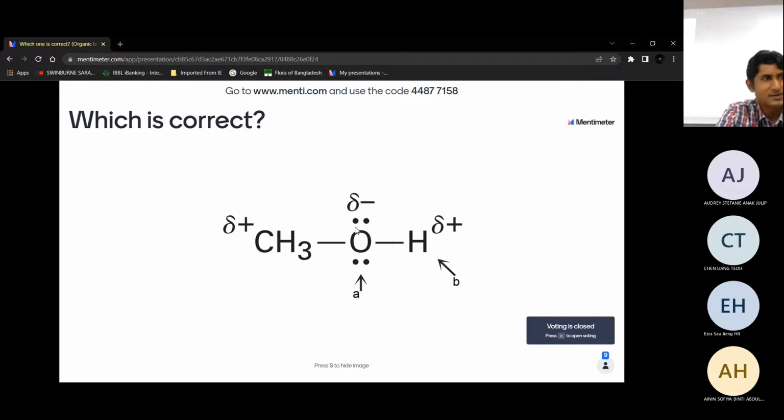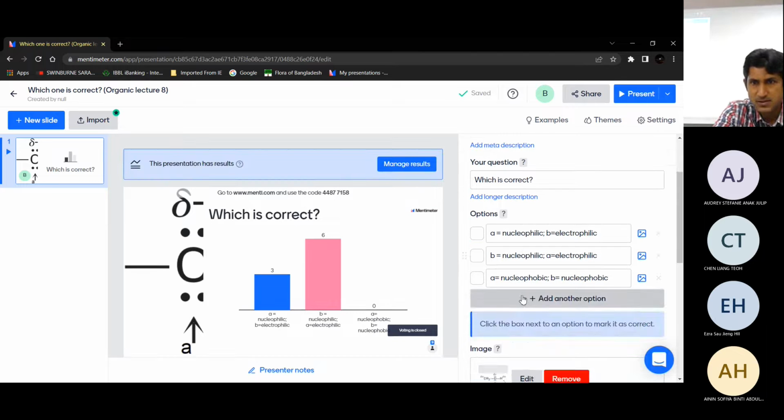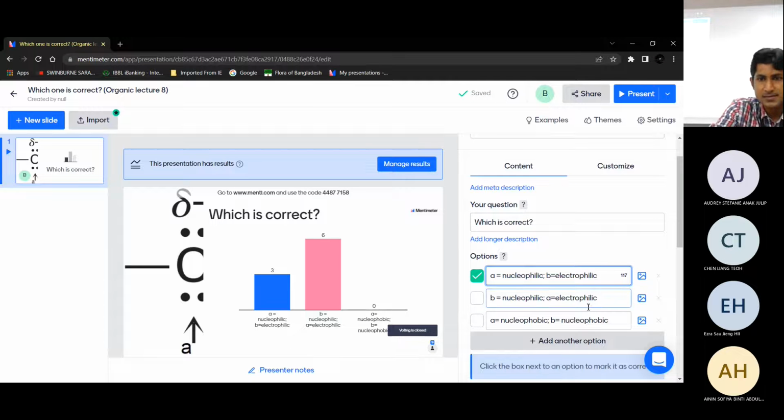This A has oxygen with lone pair electrons. It's nucleophilic because it has electrons. It is itself negative charge, so it wants positive charge, and the positive charge is in the nucleus. So A is nucleophilic, and B, of course, hydrogen with positive charge, will be electrophilic. So that is the correct answer. I forgot to put it in, that's the thing. The correct answer is A.